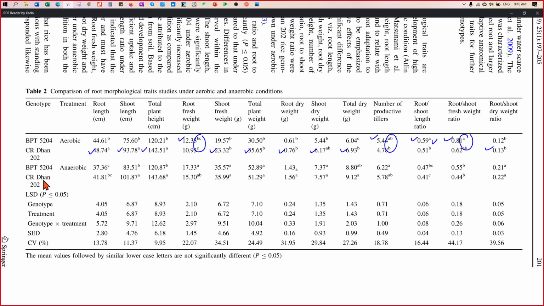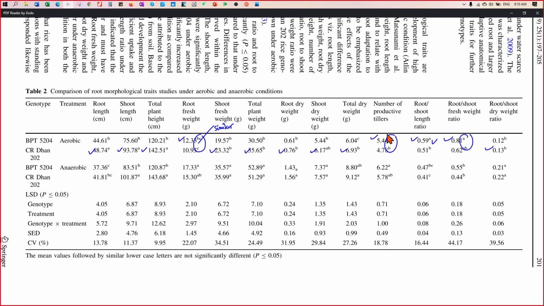So we can tell that the aerobic adapted variety has a longer root. Why? Because it needs to penetrate deeper into the soil. It's not in flooding condition, so the plant needs to look for more water. Shoot length, total length, and root fresh weight are similar. When they are not significantly different, we call them similar.